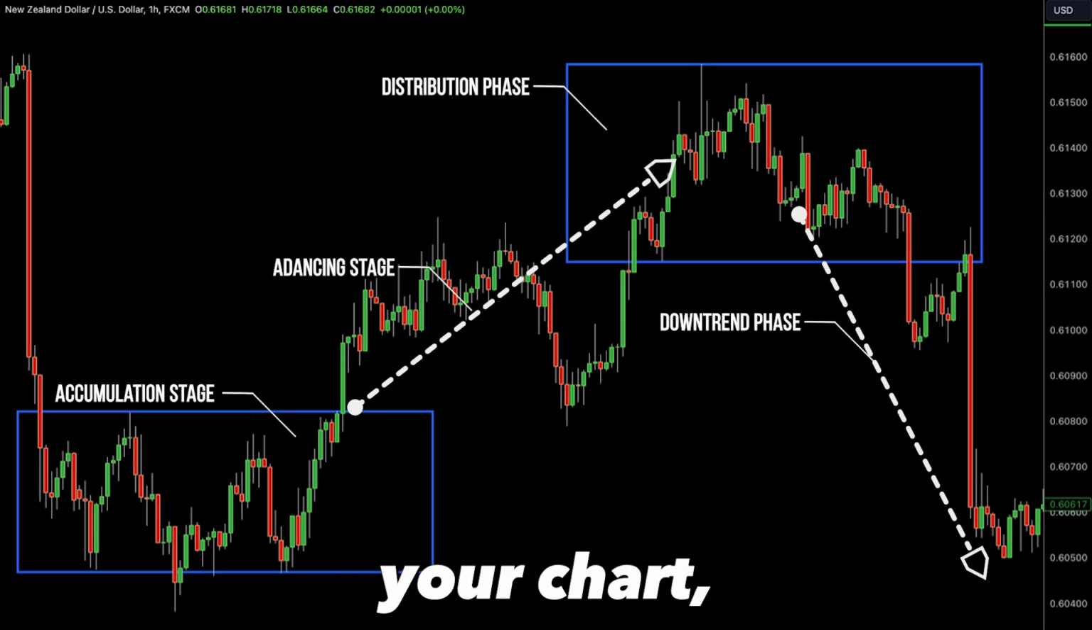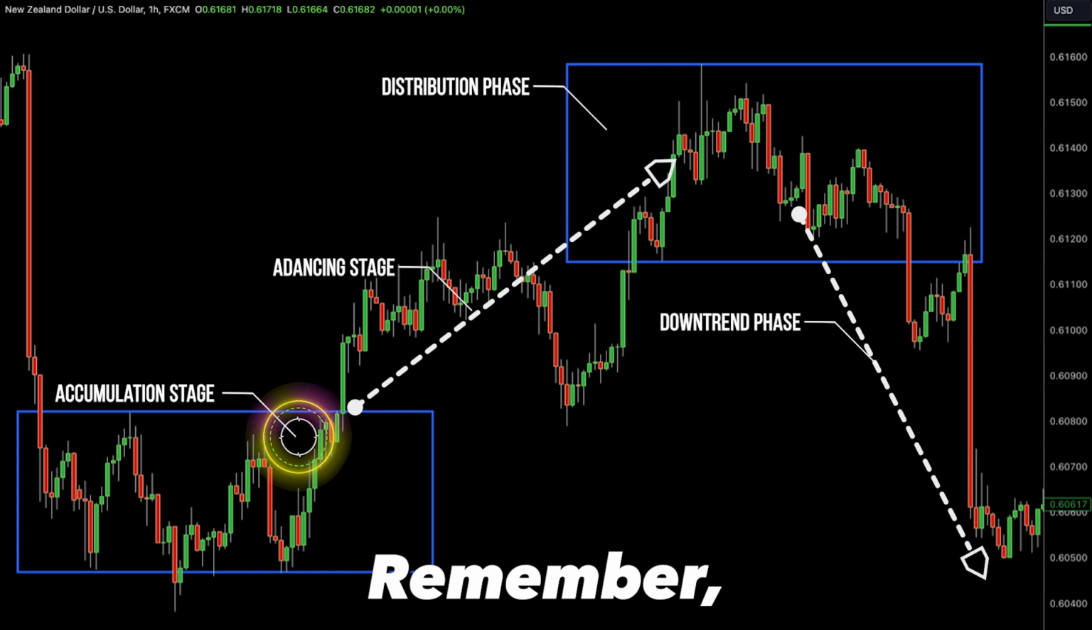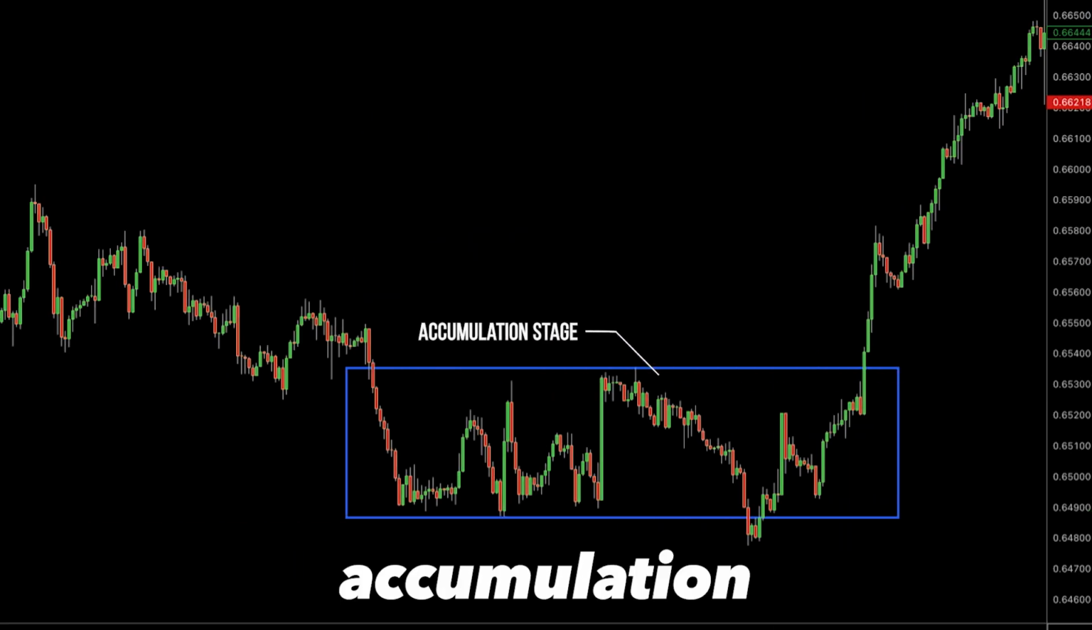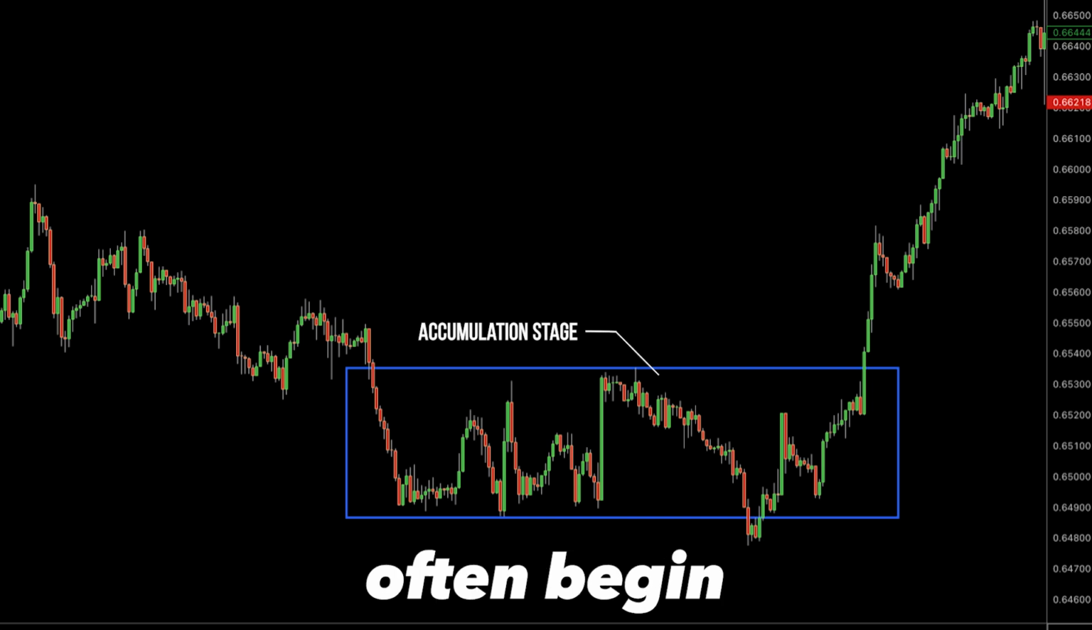When you open your chart, you should be able to identify these market stages. Remember, an accumulation phase occurs after an extended downtrend, while a distribution phase occurs after an extended uptrend. When the market enters an accumulation phase or consolidation, this is where institutional investors often begin to manipulate the market.